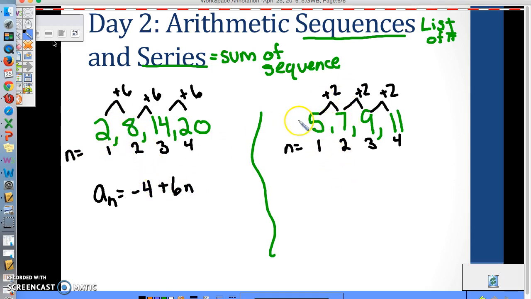So to get this one, well, what would we have to add 2 to? Well, we'd have to add it to 3 once. So it would be 3 plus 2n.